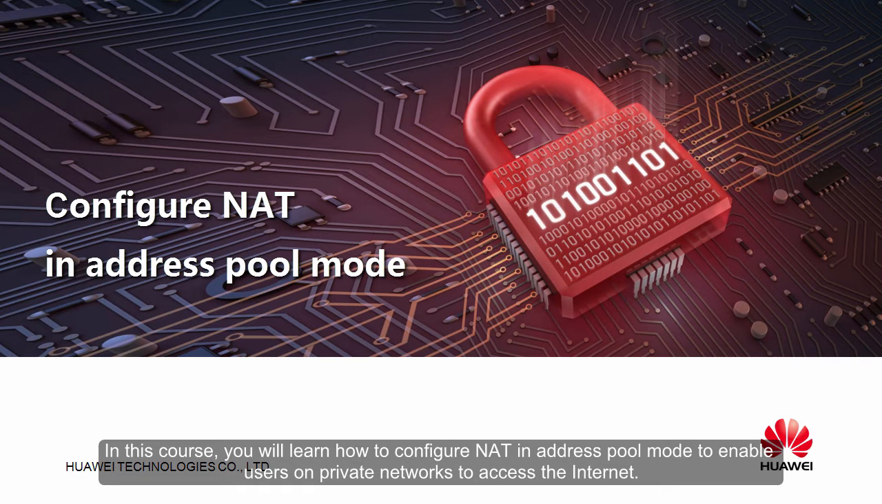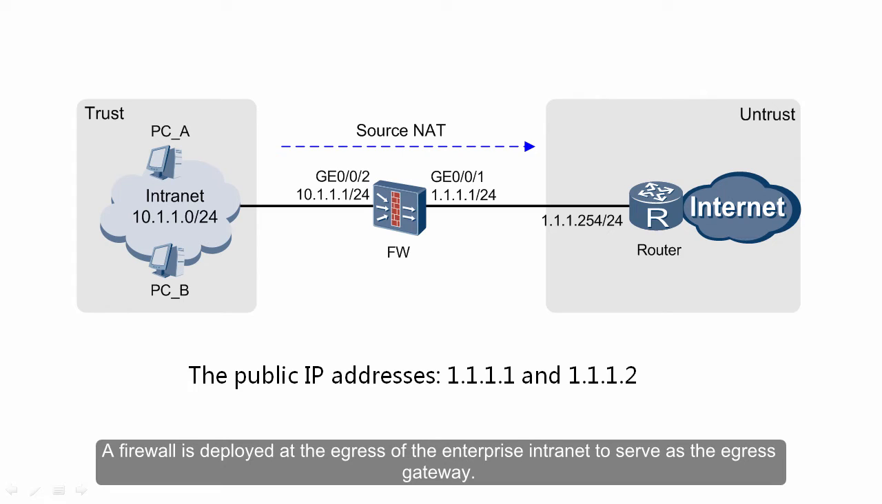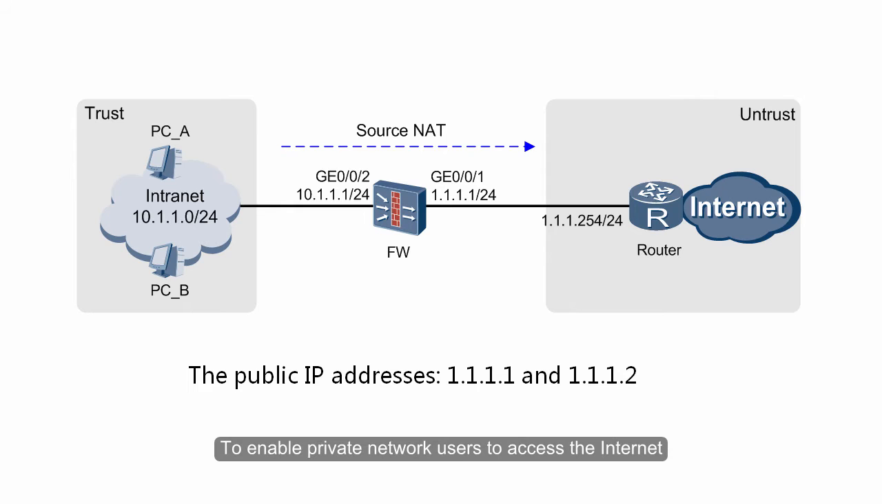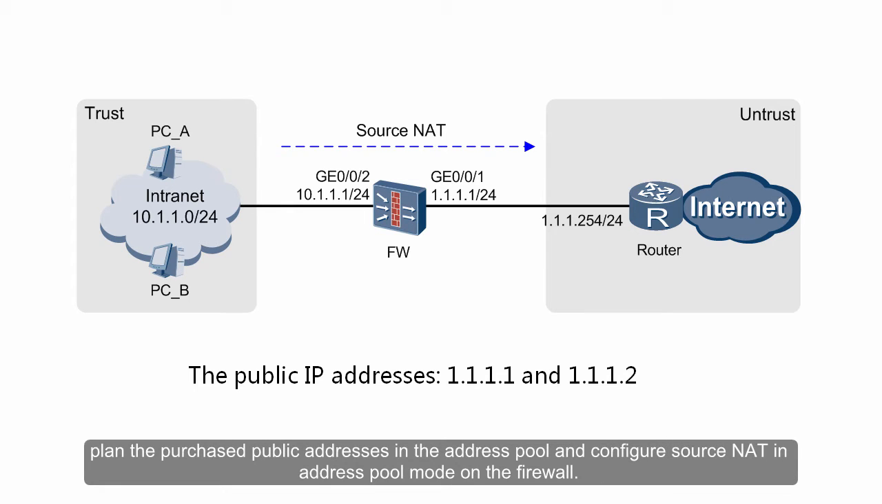A firewall is deployed at the egress of the enterprise intranet to serve as the egress gateway. The enterprise purchases two public IP addresses, 1.1.1.1 and 1.1.1.2, from the ISP. To enable private network users to access the Internet, plan the purchased public addresses in the address pool and configure Source NAT in address pool mode on the firewall.